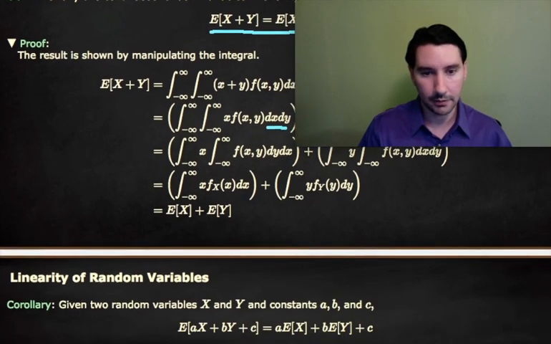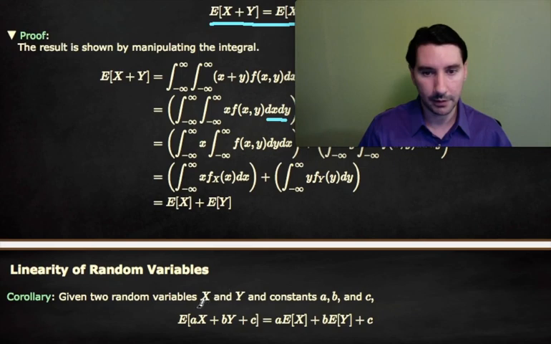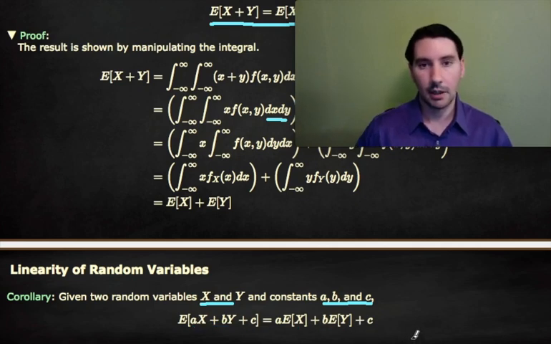And in particular, if we want to sum all this up, if X and Y are random variables and a, b, and c are constants, then the expected value of aX plus bY plus c is a times E of X plus b times E of Y plus c. So expected value is linear on both discrete and continuous random variables, which is nice. It's fewer things to remember.